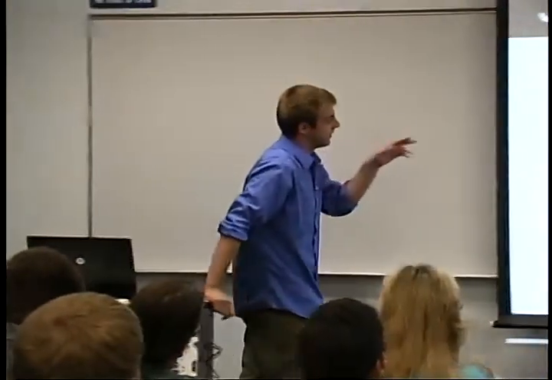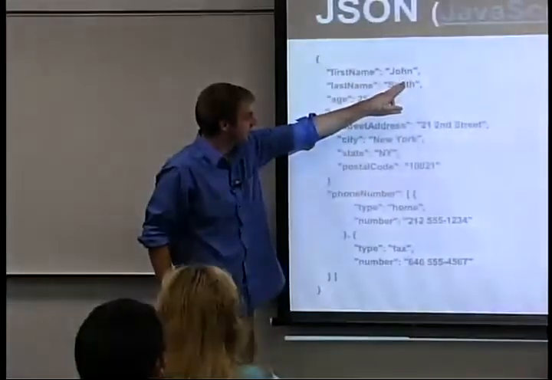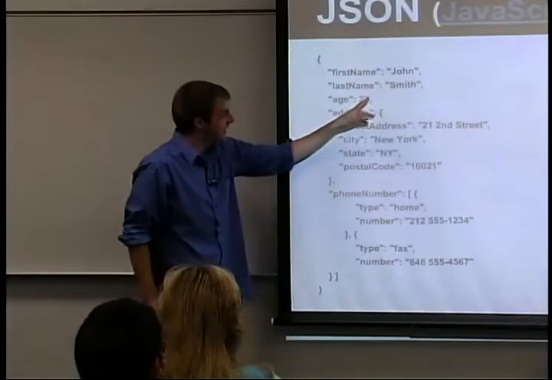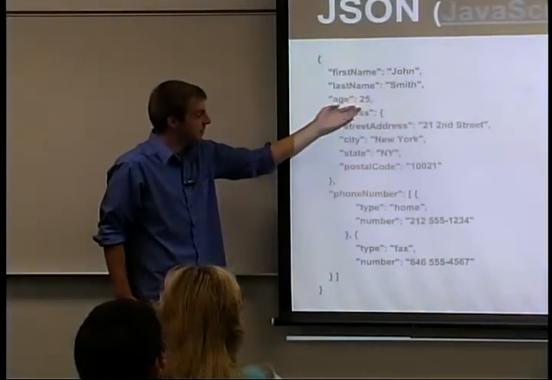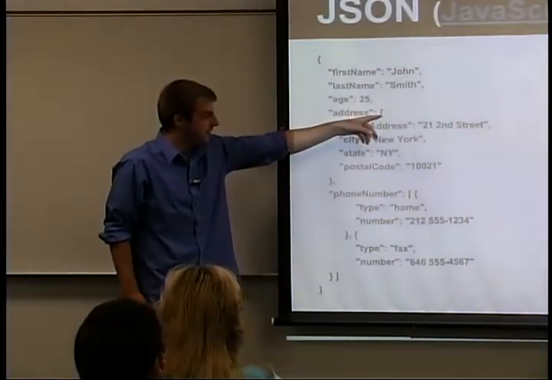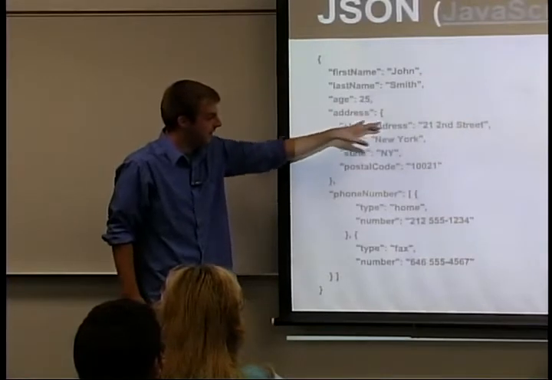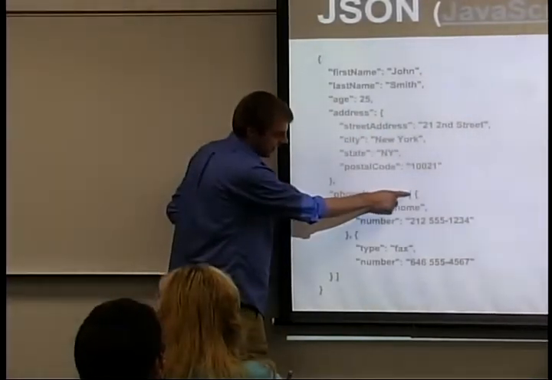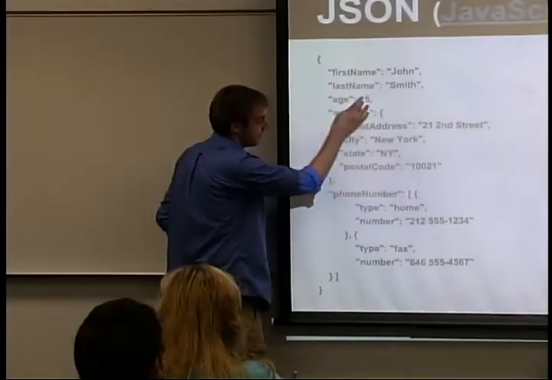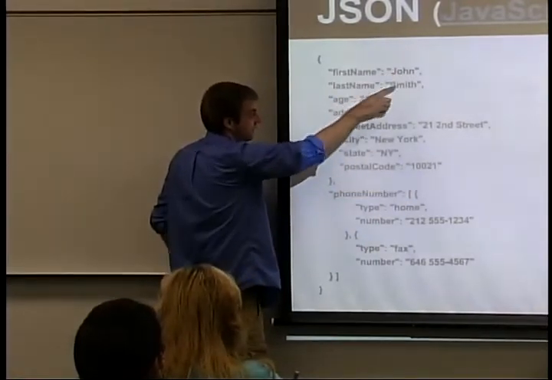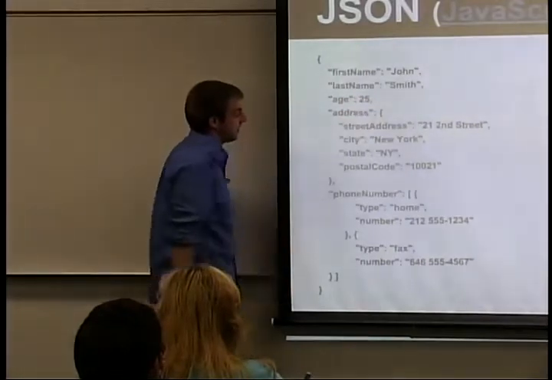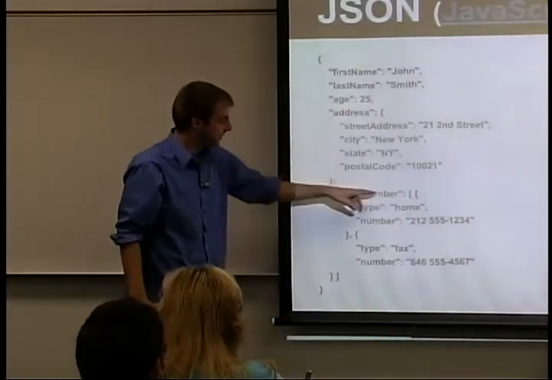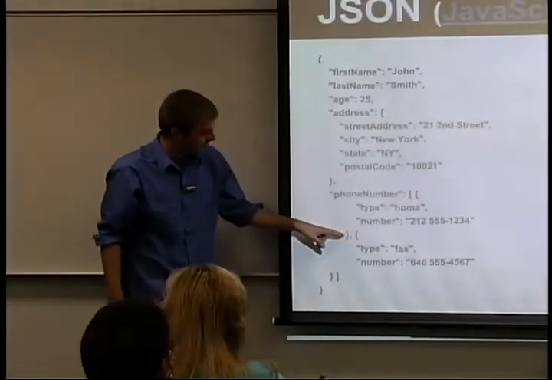But you see that we have strings here. A value can be a string, it can be a number, it can be another object. So you can have nesting within these maps. Or it can be an array. It can be an array of any of the types I just mentioned. It can be an array of strings, array of numbers like this, or it can be an array of other objects, which is what we have here.